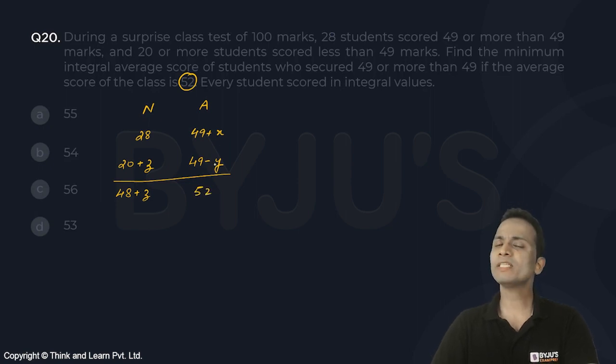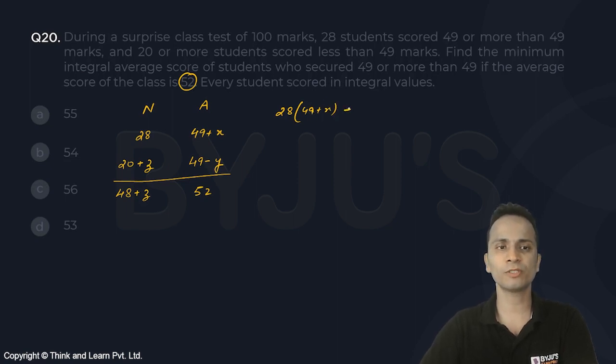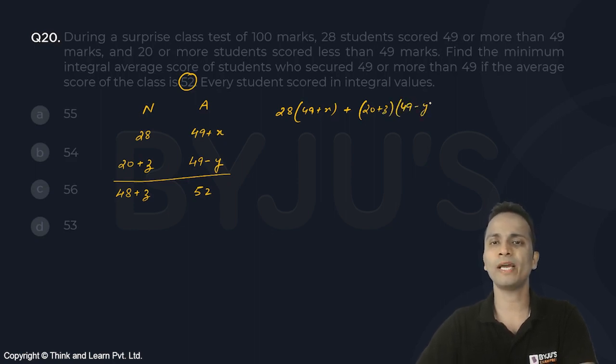Now let's make the equation of the sum of the scores. For these 28 students, the average being 49 plus x, this will be the sum of their scores. Then for the next 20 plus z students, the average is 49 minus y. And that will be equal to the total sum, which is 48 plus z multiplied by 52.